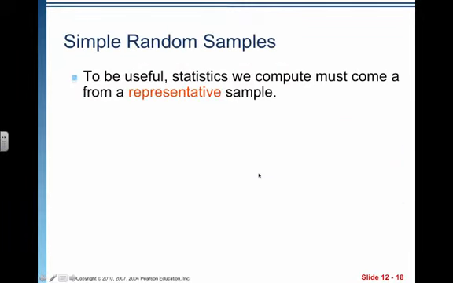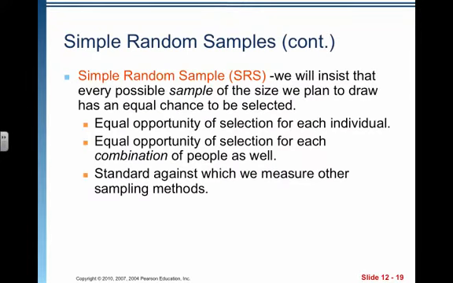So to be useful, statistics we compute must come from a representative sample. The sample should look a lot like the population, except just smaller. All the characteristics should be as proportional in the sample as they are in the population. So how do we get a representative sample? Well, the gold standard for statistics is to do a simple random sample. For a simple random sample, we will insist that every possible sample of the size we plan to draw has an equal chance to be selected.